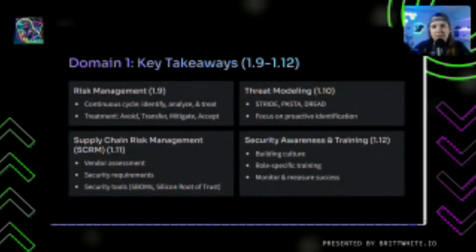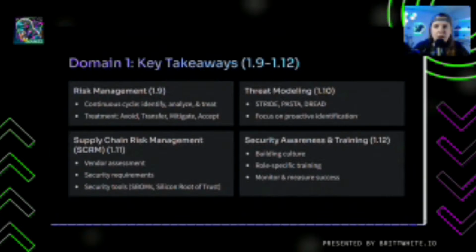Moving on to threat modeling, this is where we put ourselves in the attacker's shoes. We use structured approaches like STRIDE to identify different types of threats, or PASTA to understand the attacker's perspective. And then we can use DREAD to prioritize these threats we identify. The key is being proactive. We want to spot potential threats before they become actual problems. And don't forget about social engineering. Sometimes the biggest threats come through people, not technology.